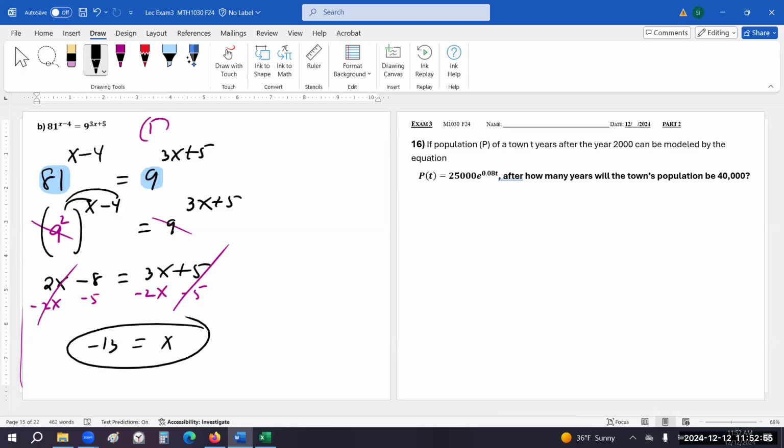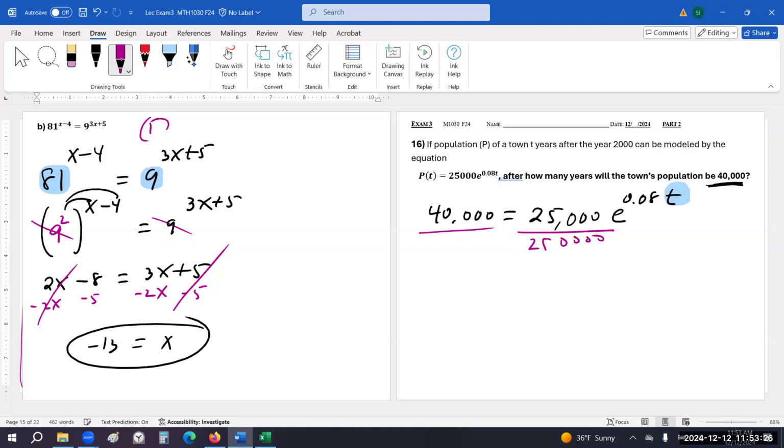Population. Either the population will be in the non-calculator portion or in the calculator portion. You have two choices. In here, they're telling us the population has this formula, and we'll have population 40,000. So population is 40,000 and its formula is 25,000 e to the 0.080t. Our goal is to solve for this t. So we need to get rid of the number first, 25,000. So we cancel all the zeros. We are left with 40 over 25.